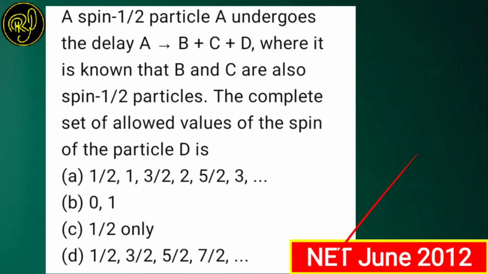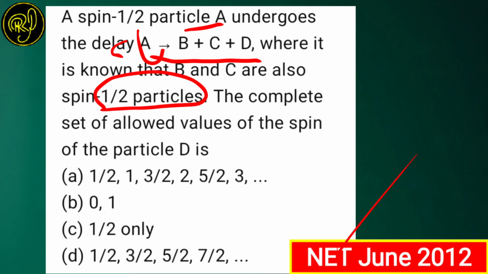This question was asked in NET June 2012. The question says that a spin half particle A undergoes a decay, that is A getting converted to B plus C plus D, where it is known that B and C are also spin half particles. Means A is a spin half particle that is getting converted to B plus C, and B and C both are spin half particles. Now let us read the next part of the question.